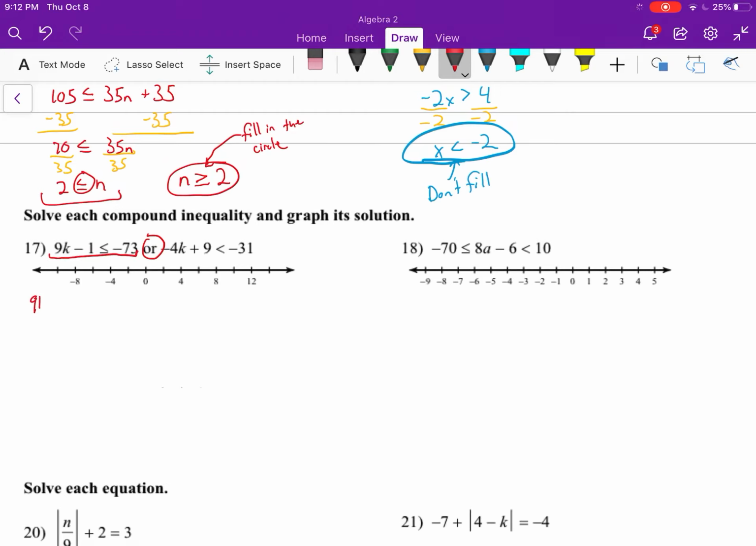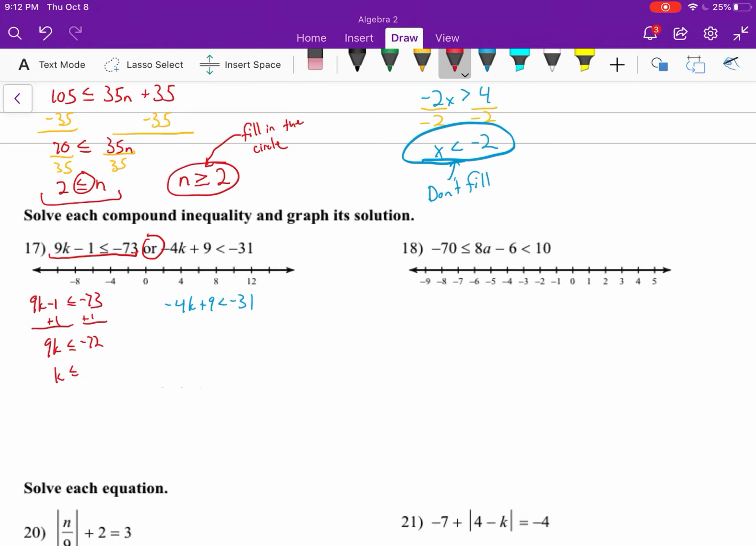We have 9k minus 1 is less than or equal to negative 73. And we have negative 4k plus 9 is less than negative 31. So let's go ahead and solve these individually. We'll add 1 to both sides here. That gives us 9k is less than or equal to negative 72. We will divide both sides by 9 to solve for k. We're not dividing by a negative, so we don't change the direction of the sign.